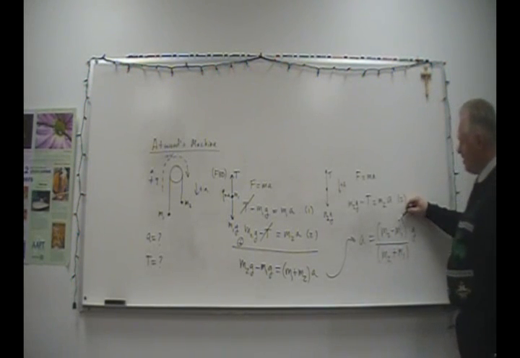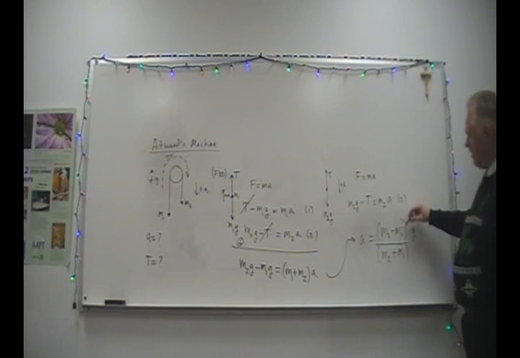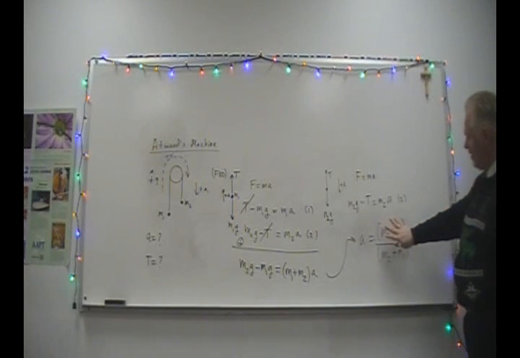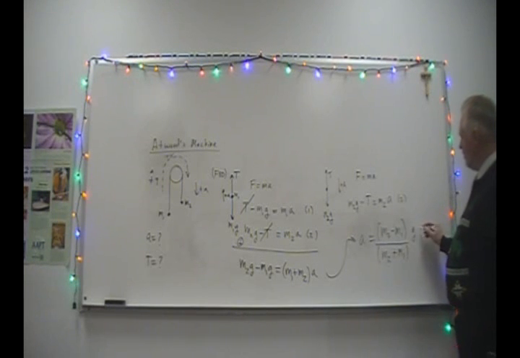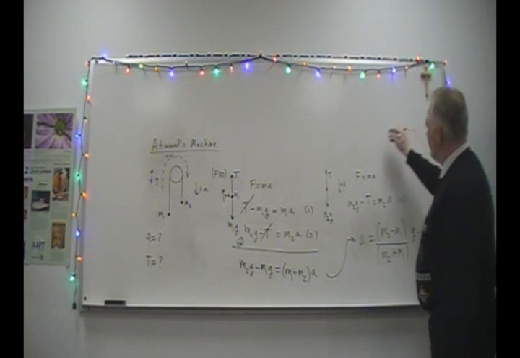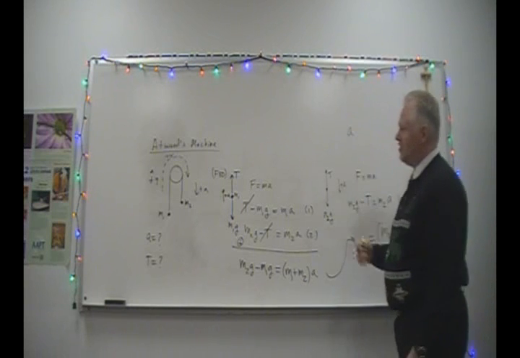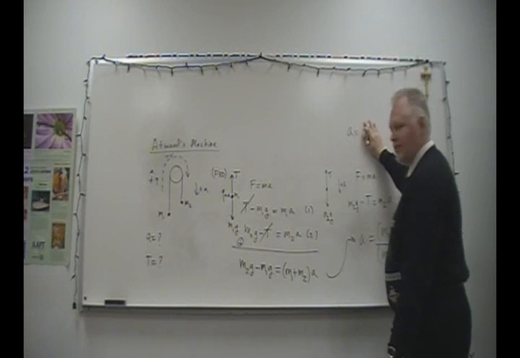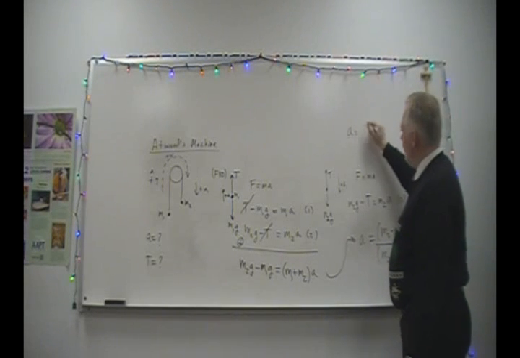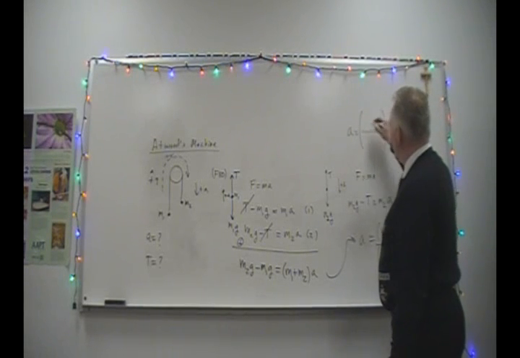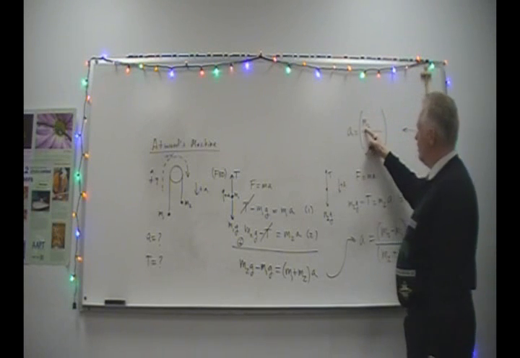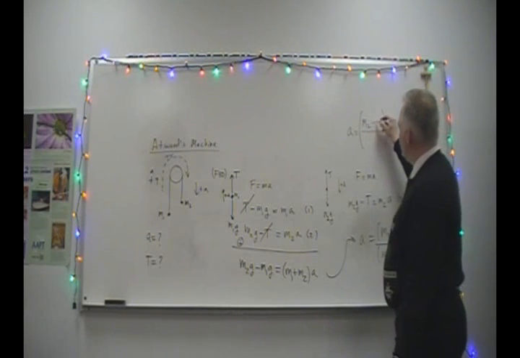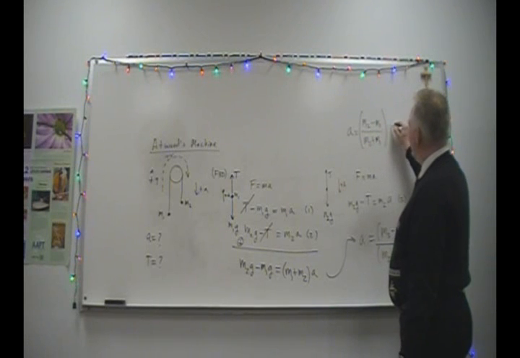So notice on the top I got the difference between the two masses, and on the bottom I have the sum. And that is a fraction of g. Let me write this up here. The acceleration in this Atwood's machine will equal a fraction of g. And that fraction is given by the difference in the masses, the larger mass first minus the smaller mass, and then you sum the masses, m2 plus m1, and multiply by g.